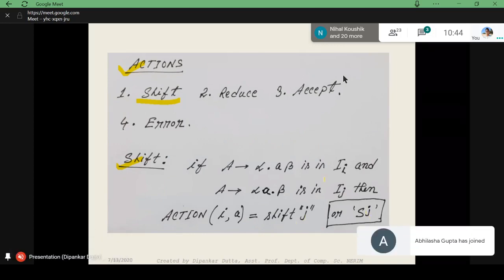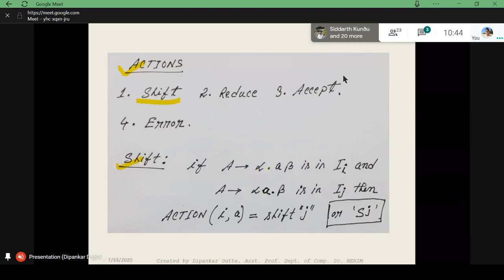It's a very simple one again. See, in case of shift, what happened? Here the dot is followed by a symbol, small a. And this production is available in Ii. Then we have to look for another production, the same production, but the position of the dot will be advanced to the next symbol.